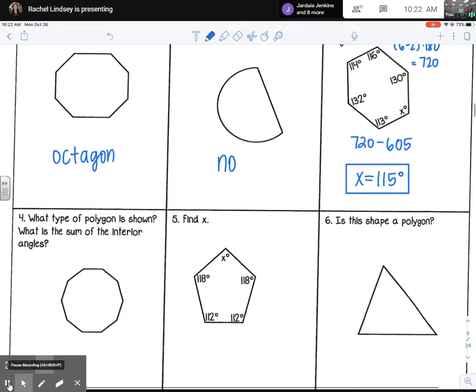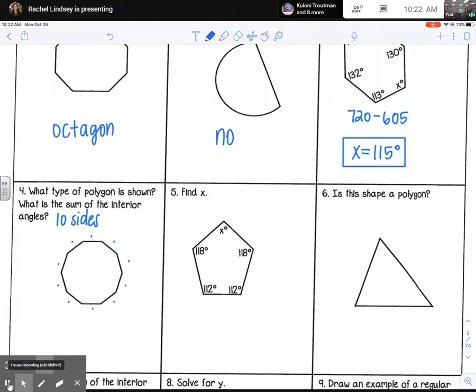Okay, on number 4, we have 1, 2, 3, 4, 5, 6, 7, 8, 9, 10 sides. So it has 10 sides. What will we call that? A decagon. And then 10 minus 2 times 180. 8 times 180 is 1440.